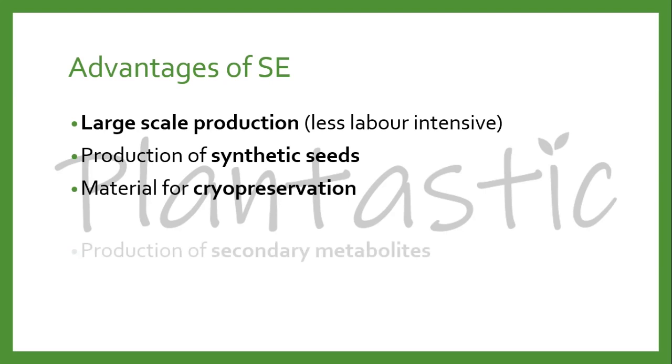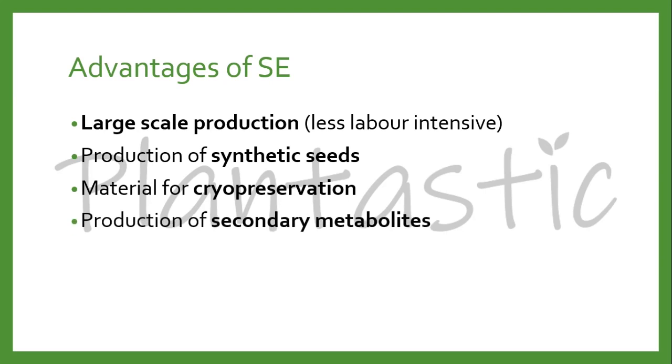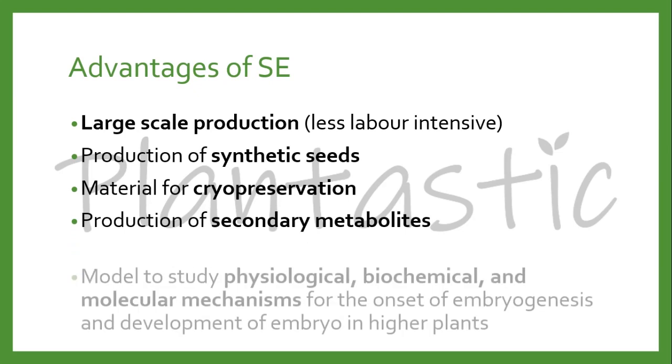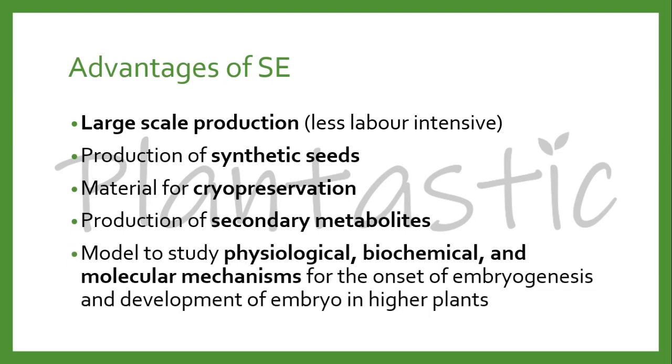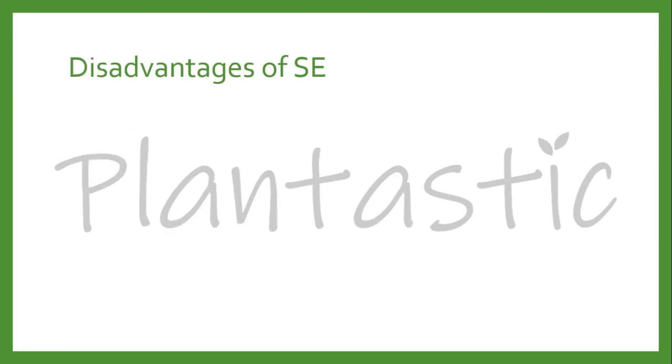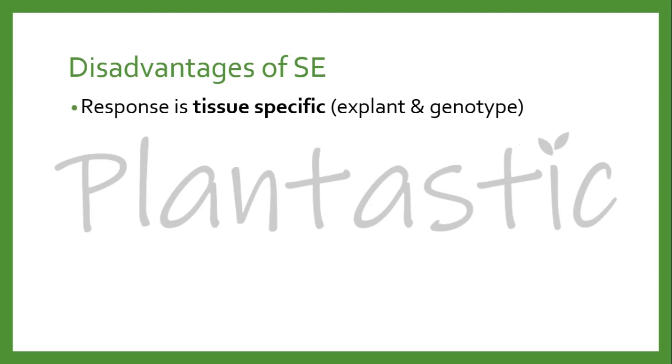Somatic embryogenesis is commonly used in the production of secondary metabolites by using suspension culture. It is a model to study physiological, biochemical, and molecular mechanisms for the onset of embryogenesis and development of embryos in higher plants. The disadvantage of using somatic embryogenesis is that the response is tissue-specific.